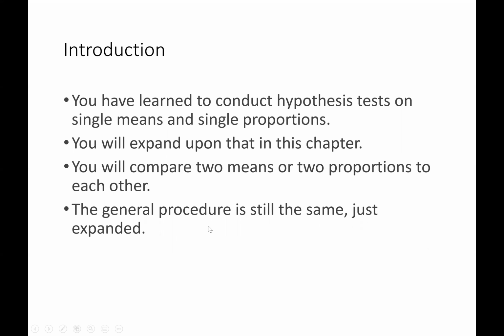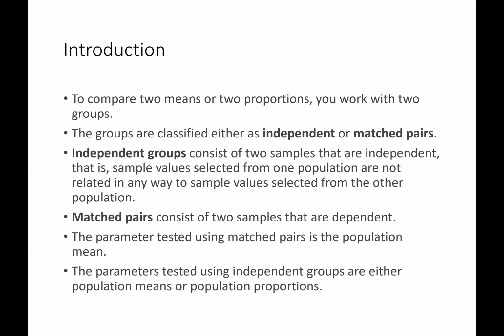So we've learned so far to conduct hypothesis tests on single means and single proportions. We'll expand upon that in this chapter. We'll compare two means or two proportions to each other. The general procedure is still the same, just expanded. And you're going to appreciate your calculator in this section because the formulas for this are quite cumbersome. But we will do it first using those formulas so that you can appreciate what your calculator does for you.